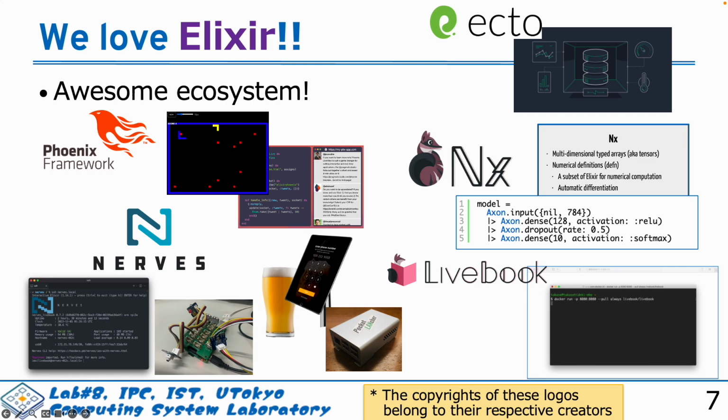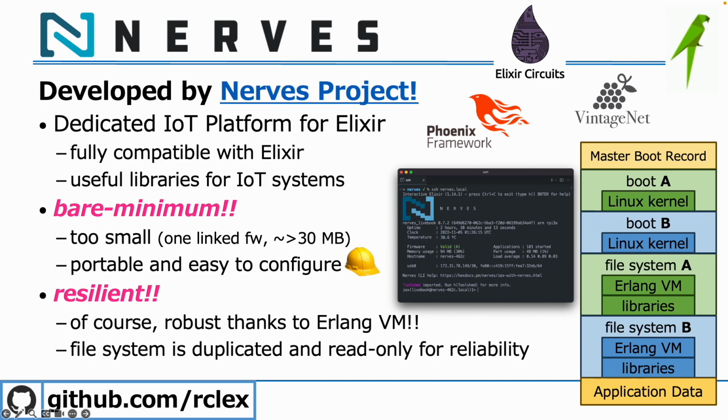Furthermore, Elixir already has a strong ecosystem with many libraries and frameworks. Phoenix for a web framework, Nerves for IoT applications, Ecto for database management, and Nx for AI and ML applications. This means that we have the perfect environment to start developing IoT systems in Elixir. And more, we want to integrate the power of RCLEX into the Nerves platform. Nerves is a dedicated platform for IoT devices developed and maintained by the Nerves project core team.